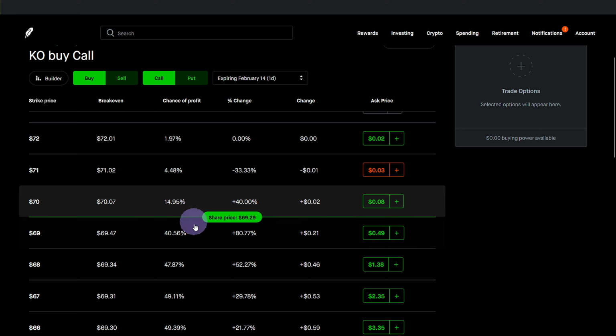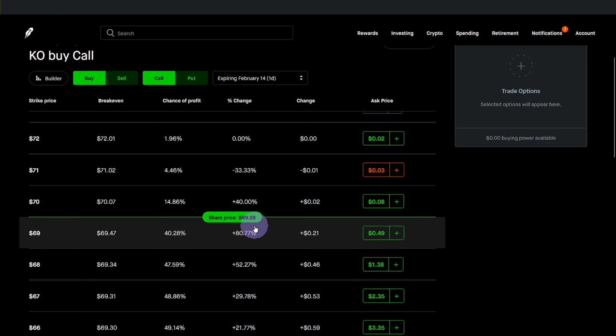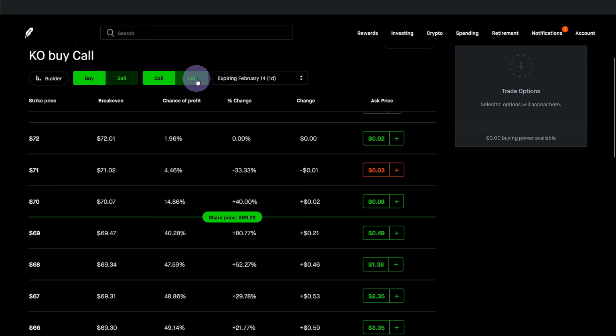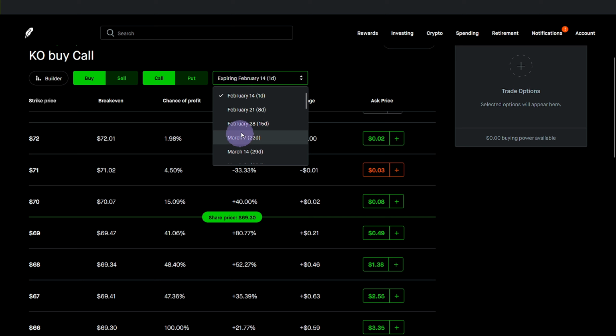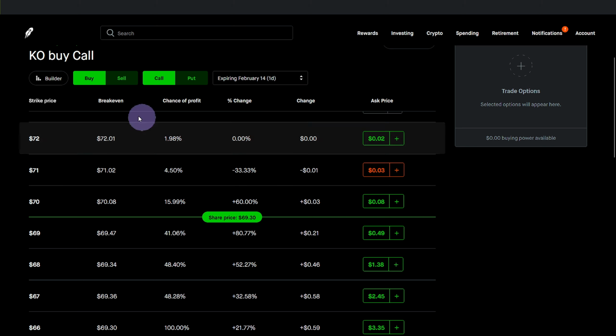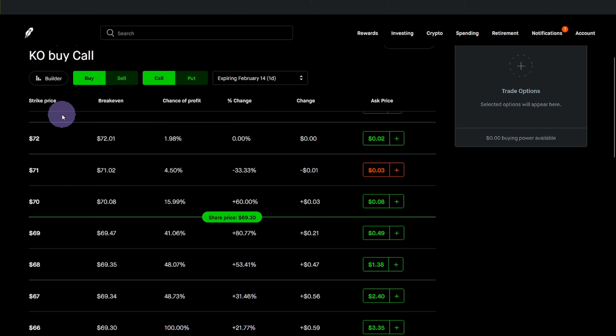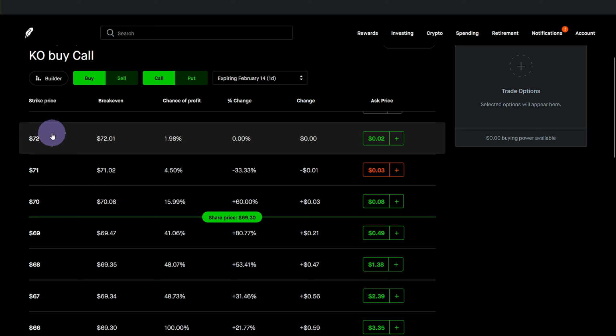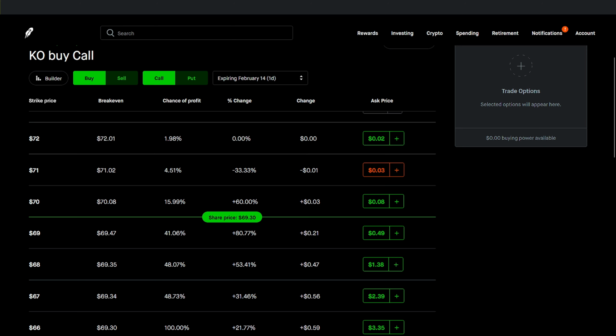You're going to have the current price of the stock somewhere in the middle. You're going to be able to select whether you want calls or puts, whether you're buying or selling, and usually a drop down with the expiration dates listed. The strike prices over here on the left are usually going to be in list form because they correspond with the premium, how much these contracts cost to purchase or how much you'll get in premium if you sell them.